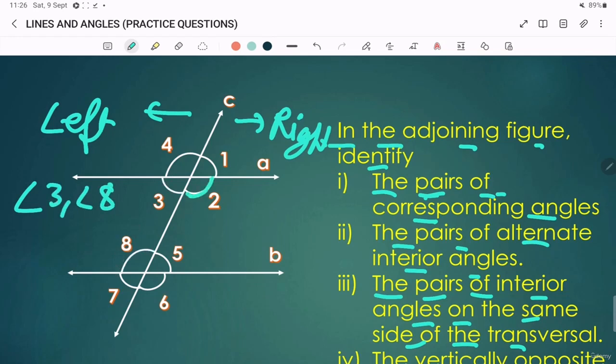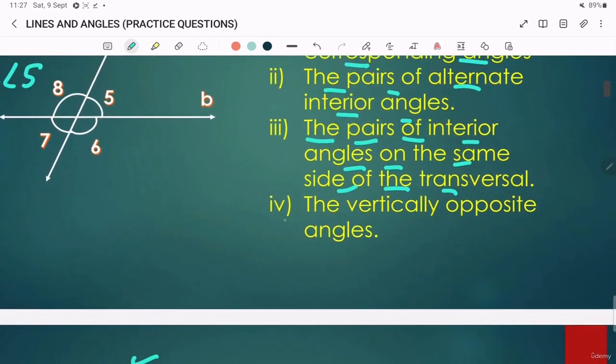Second pair is this angle 2 and angle 5. They are on the right side of the transversal. Second pair is angle 2 and angle 5. Last part is the vertically opposite angles.